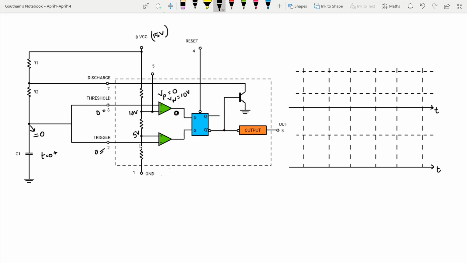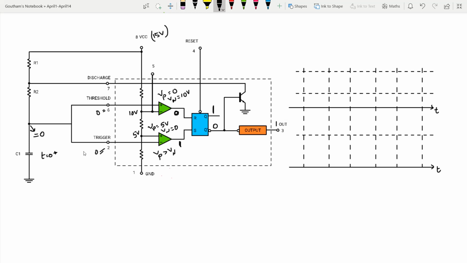Now what is happening to the trigger comparator? Its Vp is equal to 5 volts and Vn is equal to 0 volts, because Vn is connected to the trigger pin, which is 0. Here clearly Vp is greater than Vn. What is the output of the comparator? The output of the comparator is 1. So set is 1, and Q is 1, and Q bar is 0. Remember the output stage inverts this Q bar, so in effect your output is 1.